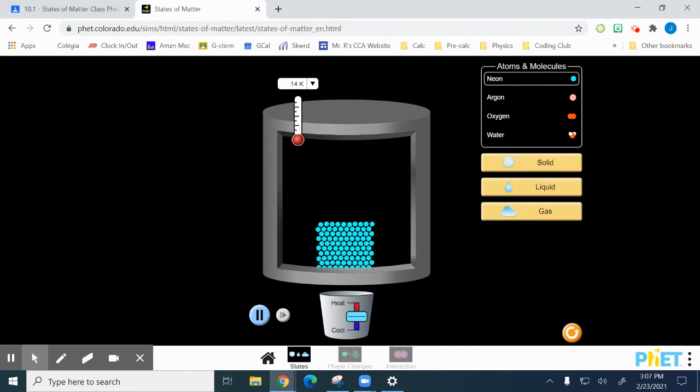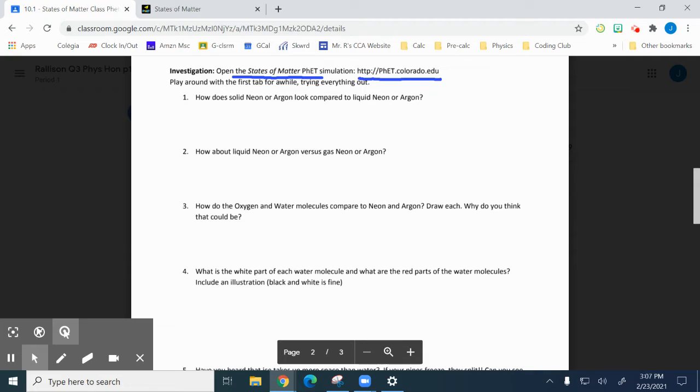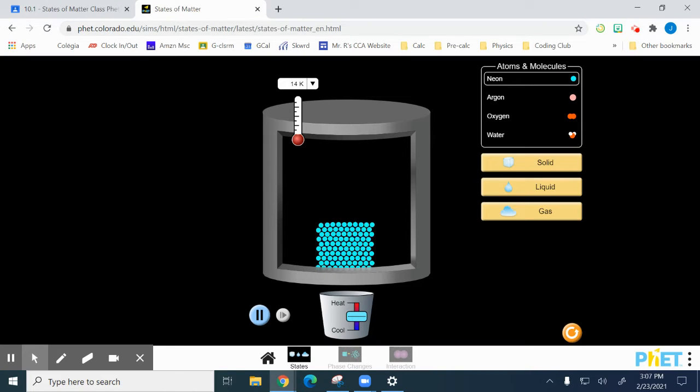Okay, so let's see what it asks us. How does solid neon or argon look compared to liquid argon or neon? Okay, so there's neon. There's neon as a solid. Argon as a solid. What looks different? The only thing I see, and I'm just going to kind of talk through this, I'm not going to write everything down on the paper.